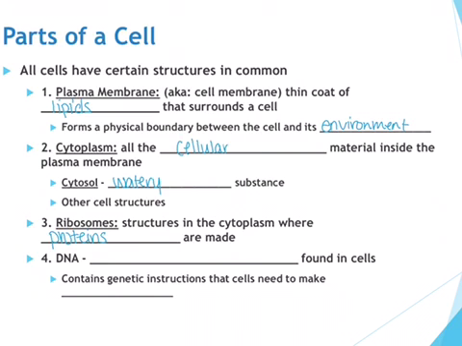And then lastly, all cells have some type of nucleic acid. Most often it will be DNA. And this contains the genetic instructions that cells need to make proteins.